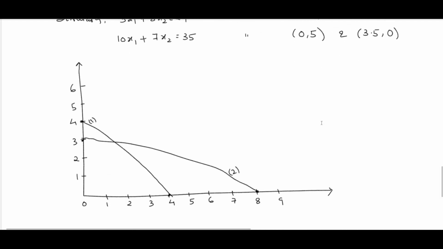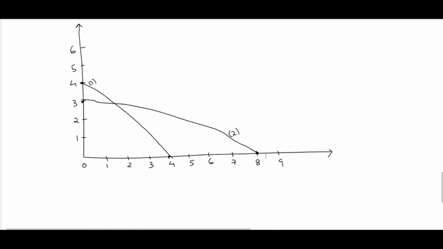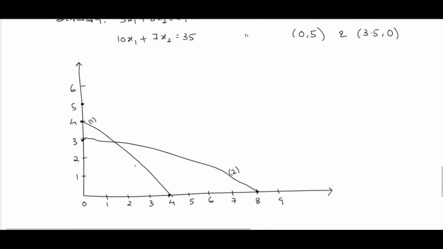(3.5, 0). Okay. (0, 5) and (3.5, 0). That means you have to join these two. So here if you do it, let's say here. Okay, you got it this much. So now you can see that this is equation 3.